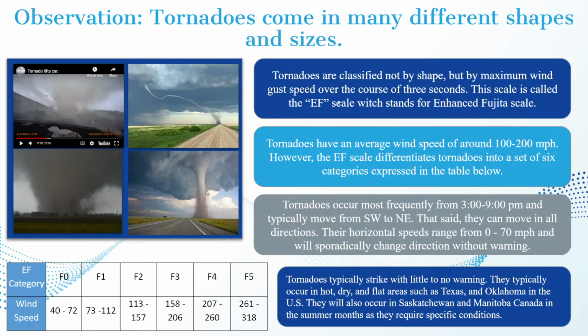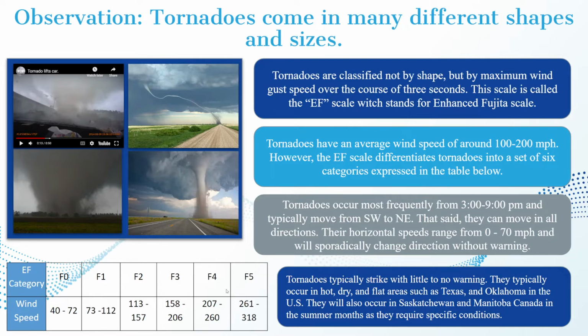They are not classified by those qualities ever, but rather their max wind gust speed over a time span of 3 seconds. The EF, or Enhanced Fujita Scale, is used to assign a rating to a tornado, again based on its speed. The table in the bottom left corner details the ranges of wind speed that correlates to each EF category.